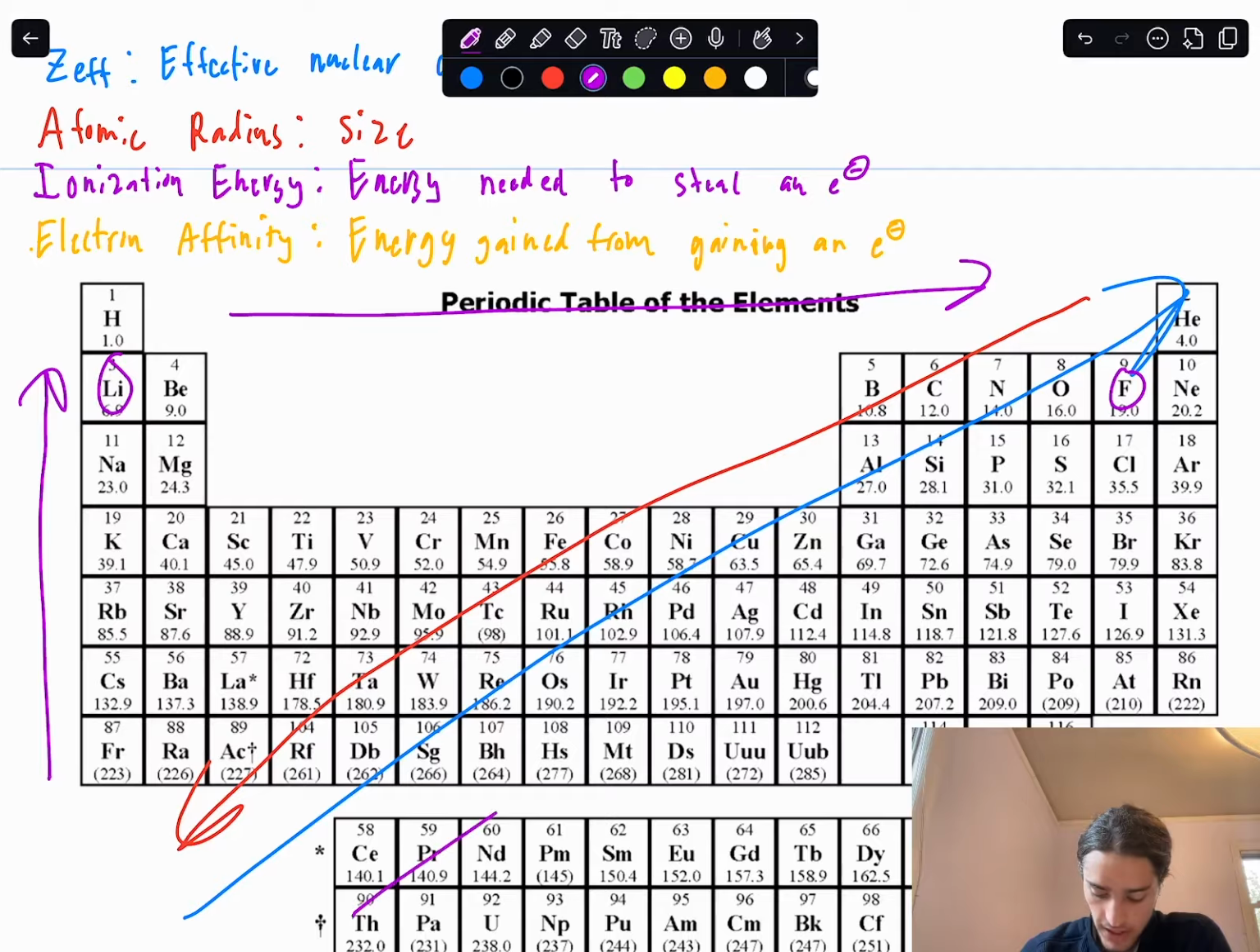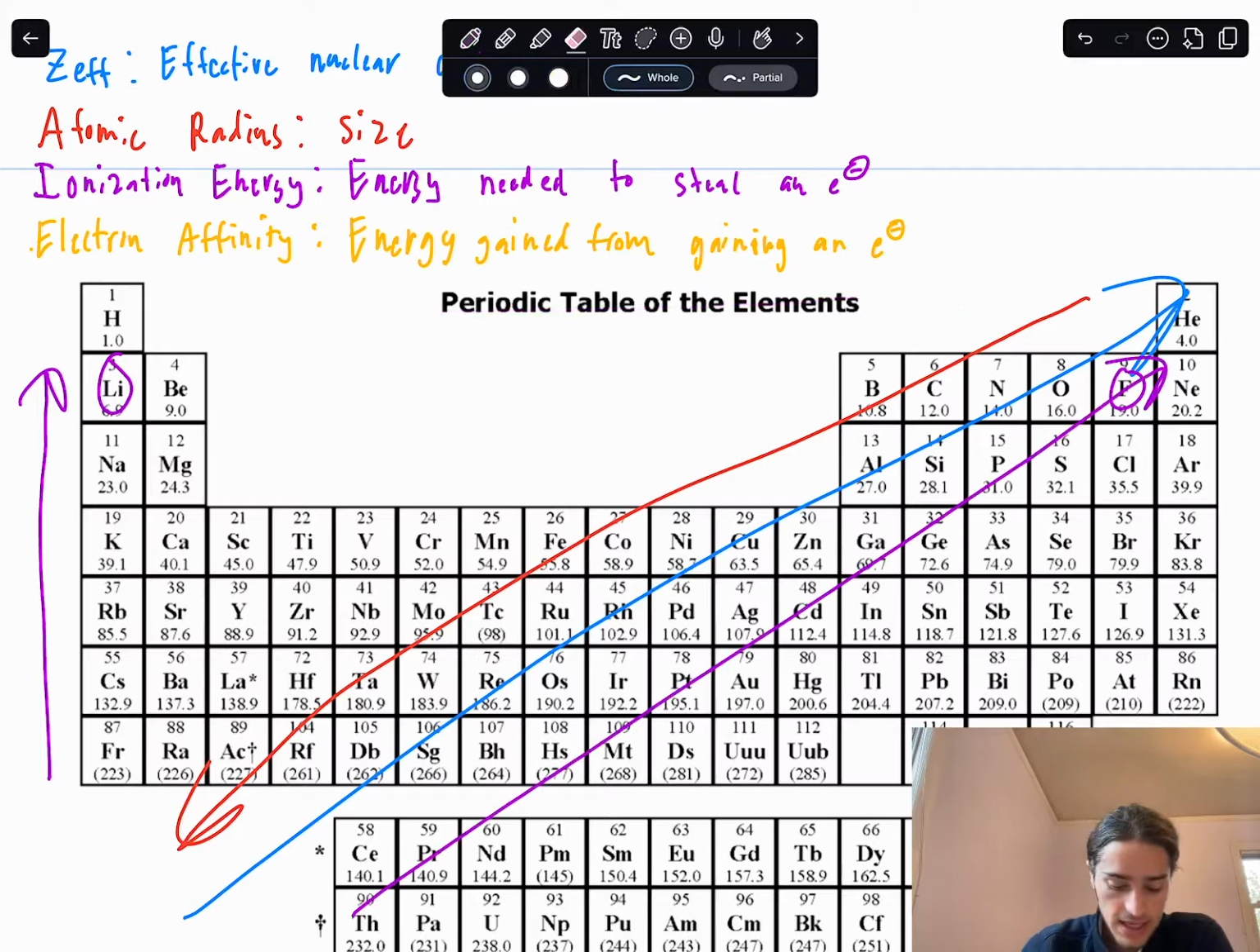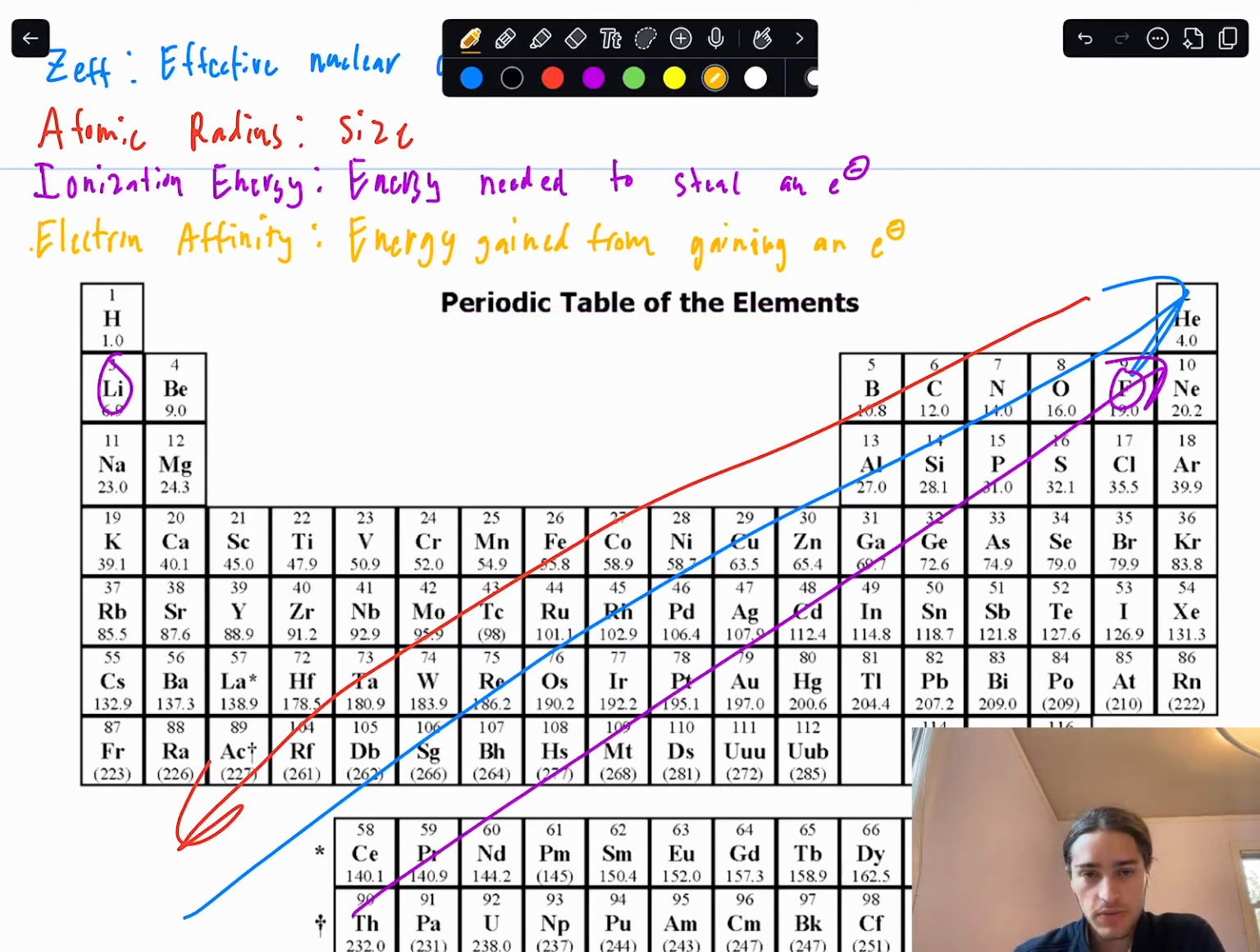So I'll go ahead and draw that as a nice diagonal too. And then electron affinity, kind of the reverse, right? It's the energy gained from gaining an electron. So how much are we getting from gaining? Well, again, fluorine really wants to gain an electron. It's really excited to gain an electron, so you're going to get a lot of energy. So it's going to have the exact same trend as ionization energy. I think that's kind of convenient. It makes it easier to remember, in my opinion.